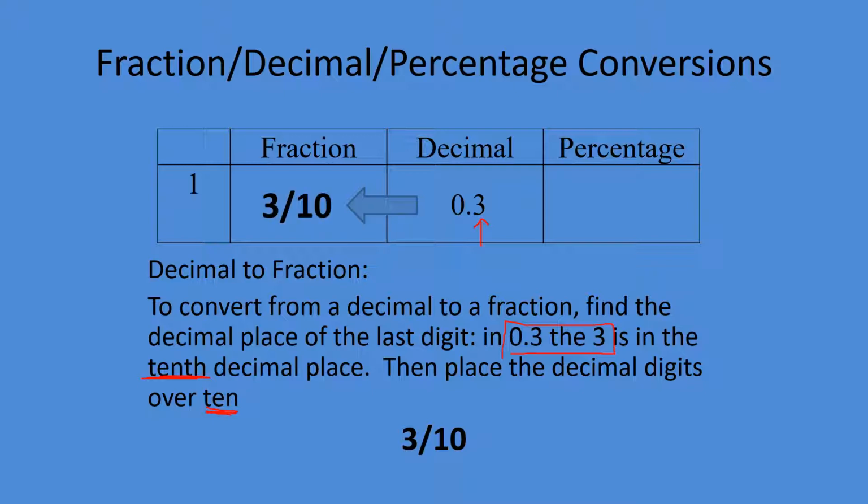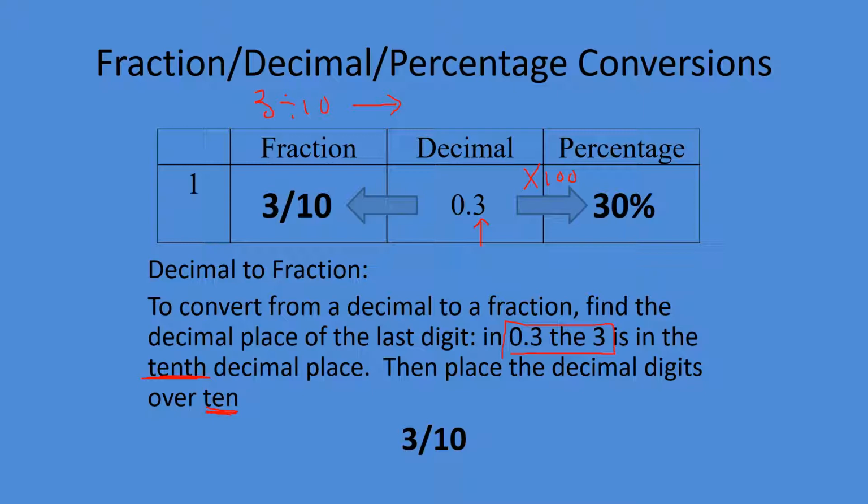How can you check your work? Divide it, 3 divided by 10. It better be 0.3. And then go ahead and go to percentage. What do you get? 30. Yep, 30%. All right.